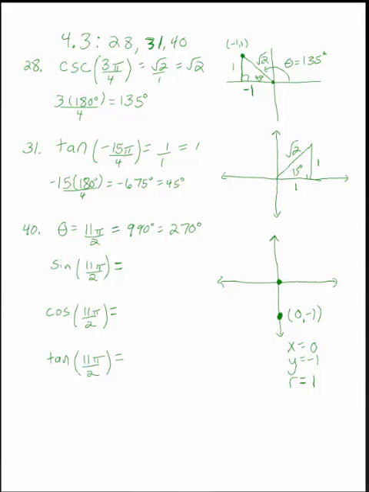So sine, that's opposite over hypotenuse, y over r. In this case, it is -1 over 1, which is -1. Cosine of 11 pi over 2, that's x over r, which is 0 over 1, which is 0. And the tangent of 11 pi over 2, that's y over x, opposite over adjacent. That's -1 over 0, and that is undefined. So we have finished those 3 problems.